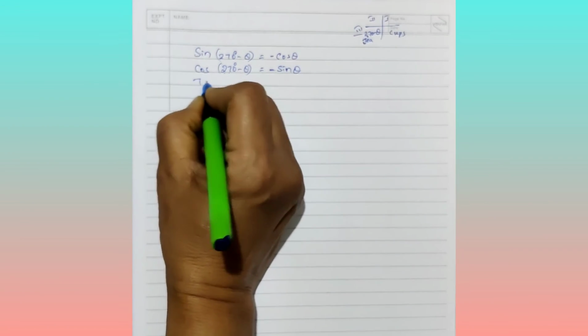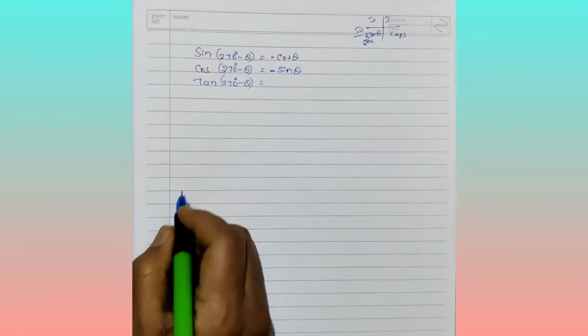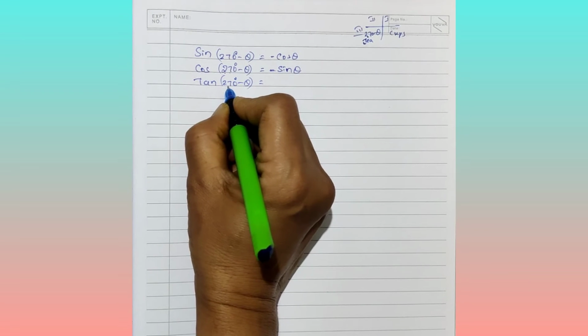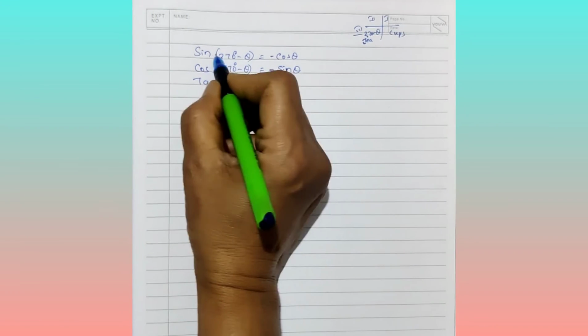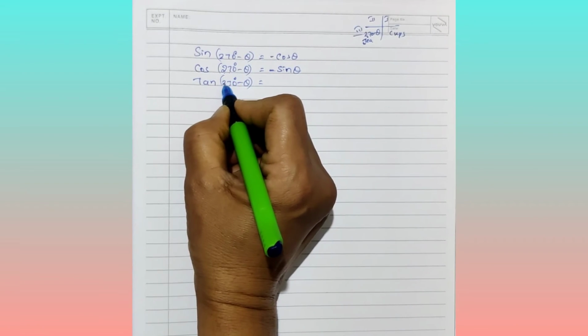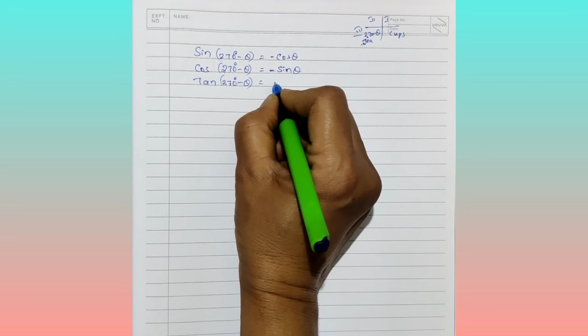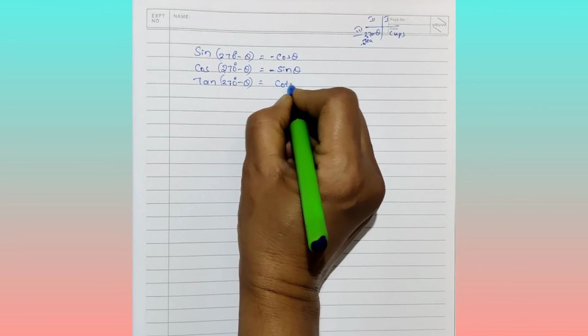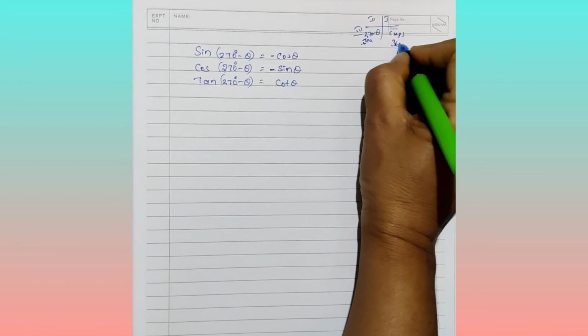Okay. Next, tan 270 degree minus theta. Again it is 27, odd, opposite. Odd opposite, and it lies in quadrant 3, and tan is positive. Tan's opposite is cot theta.